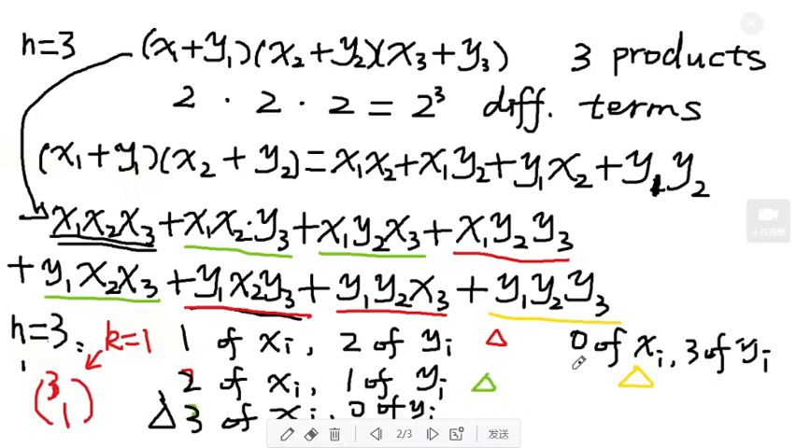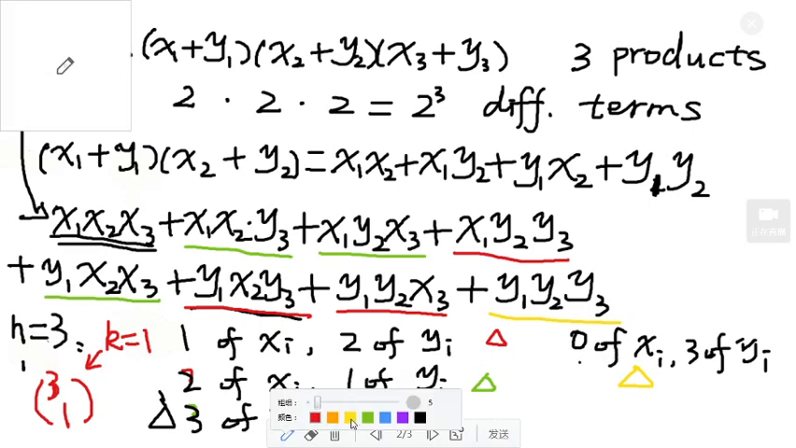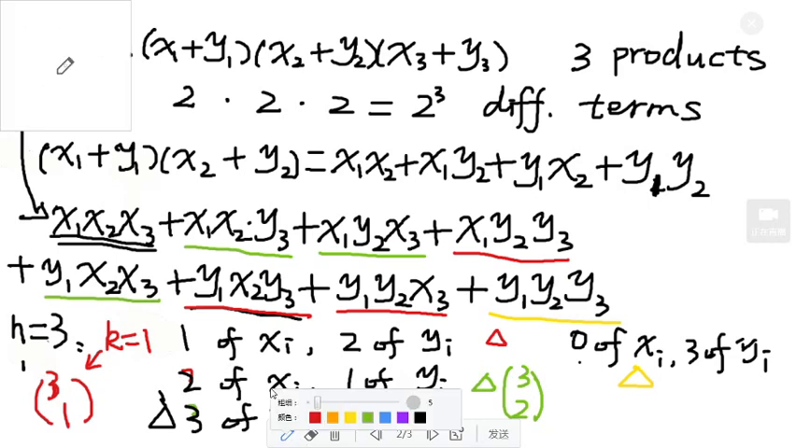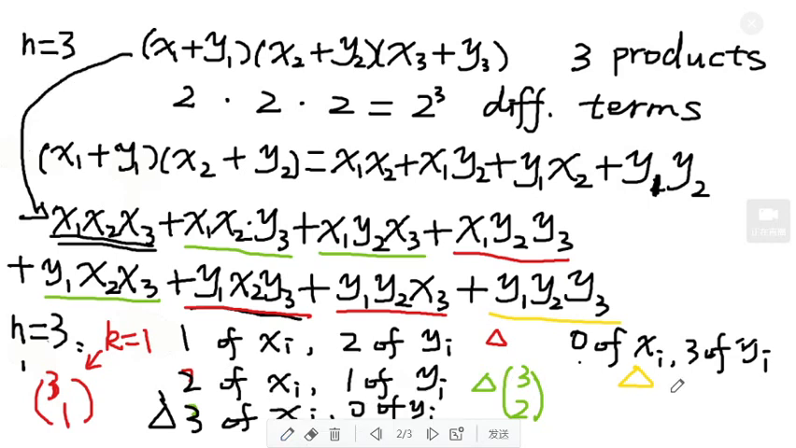And by the way, how can we write this yellow one? We can write each one. The green case means you choose 3, 3 choose 2, right? When your k is 2. And then the yellow one means 0 of xi. My k is still the number of xi. So my k is 0, which means 3 choose 0.